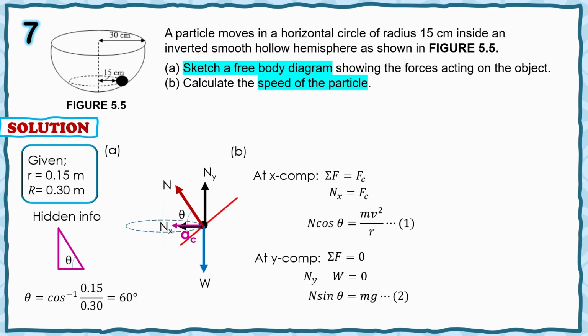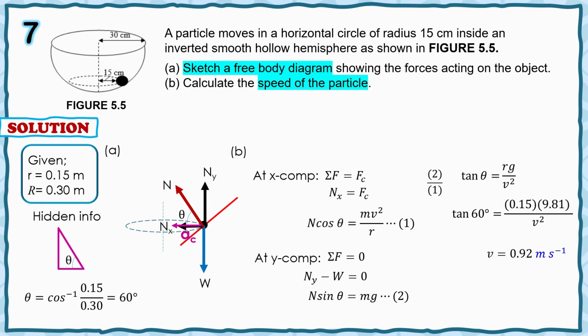From the first and second equation, to solve it, we will divide equation 2 by equation 1. We get tan theta is equal to rg over v squared, and you substitute all the values given in the question and also the hidden info. You will get v, which is equal to 0.92 meters per second.